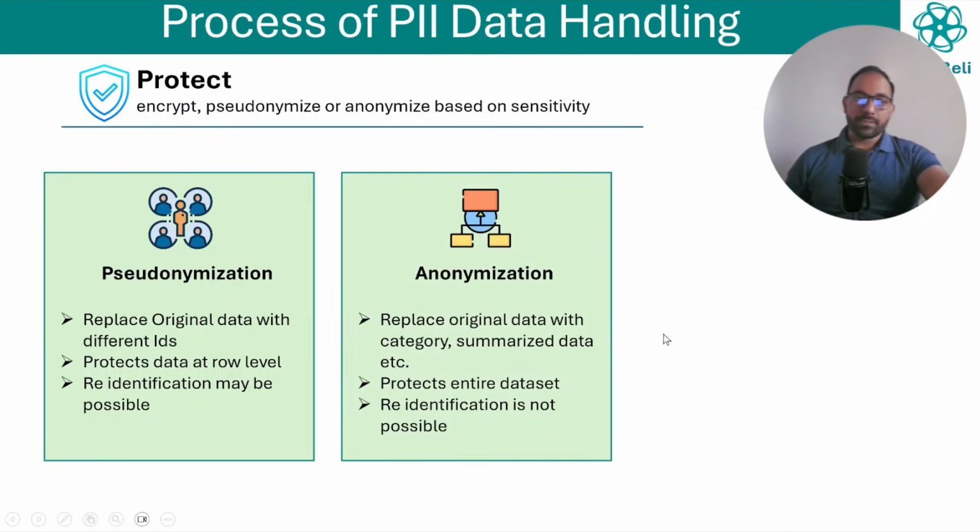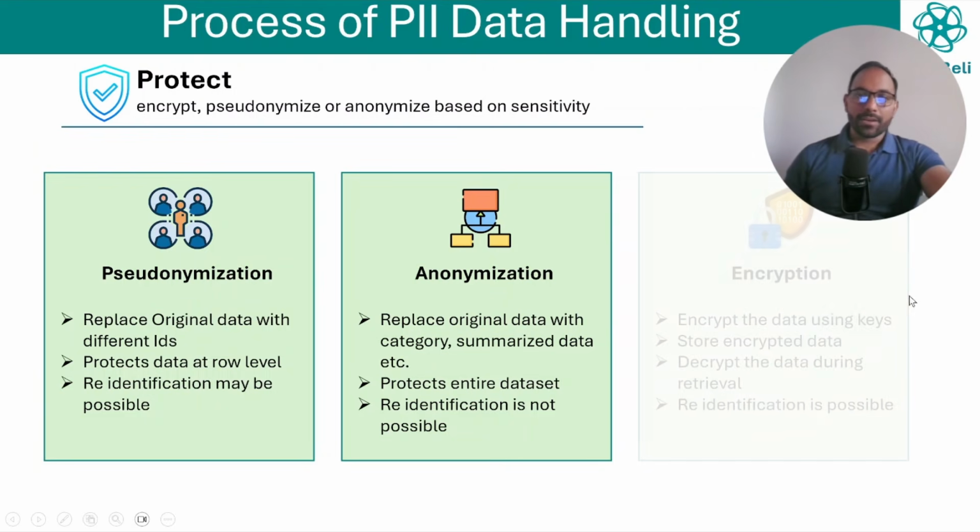Second one is anonymization. What it means is we don't carry forward the entire PII data to our analytics layer. We prepare some kind of categories or summary over the data. That summary only we take forward, which is used for analytics. We don't need the entire data set. This technique protects the entire data set, because row by row we don't apply a very specific technique. In this case, re-identification is not possible. We can't get the data back from the anonymized data, which we will understand when we see the demo.